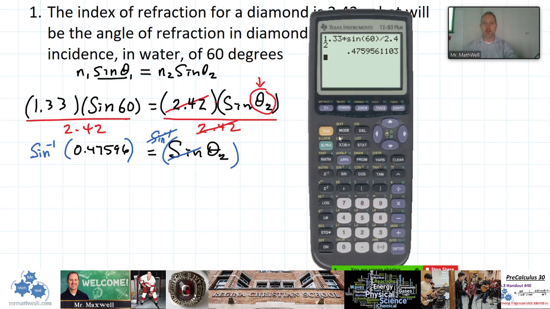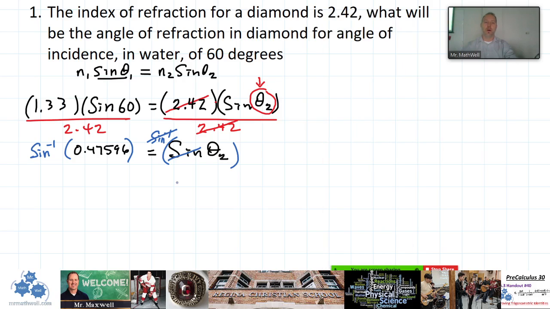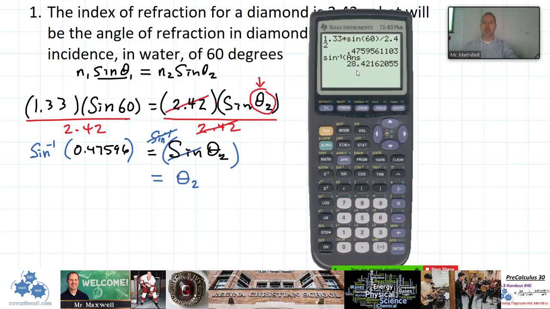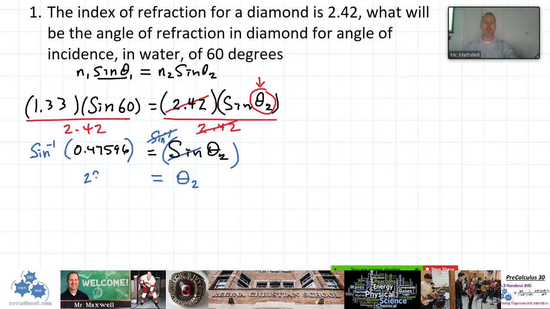So, calculator's out. Here you go, second function sine, and you want to put this whole decimal in there. So I'll just do answer, second function sine of this previous answer, equals. Look at that. Over here, I have theta 2 isolated, and the answer is 28.42. So 28.4 degrees is fine. If you want to round that just to 28, I'm fine with that too. One decimal's cool, whatever, for degrees. So this should be your answer: 28.4 degrees is the angle of refraction.